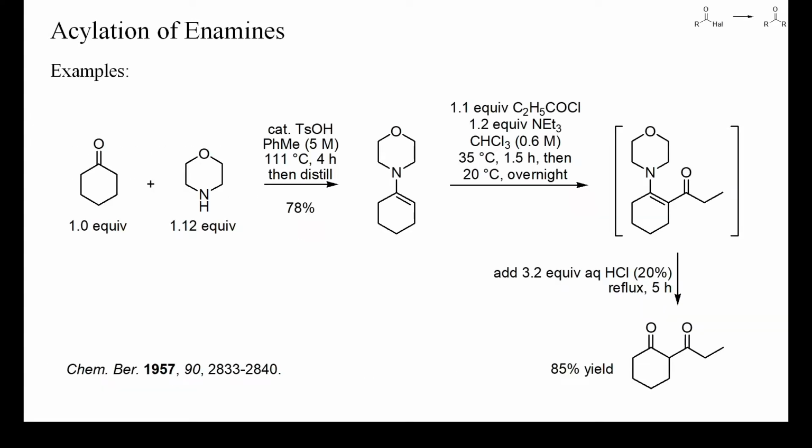This is an example of an optimized enamine preparation and acylation. All the steps, including the hydrolysis of the intermediate enaminone, proceeded in high yield, despite the fact that ketenes were probably also formed as intermediates.